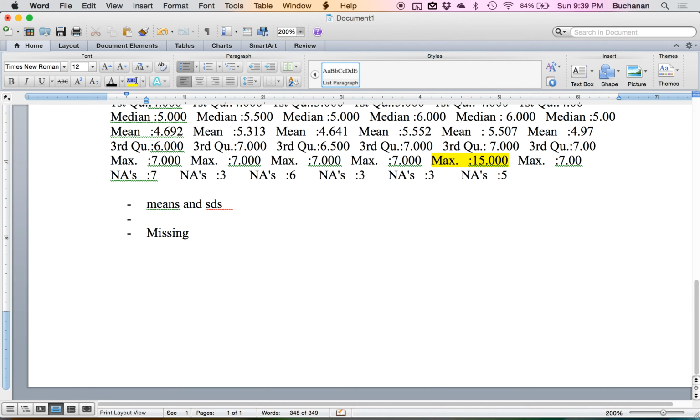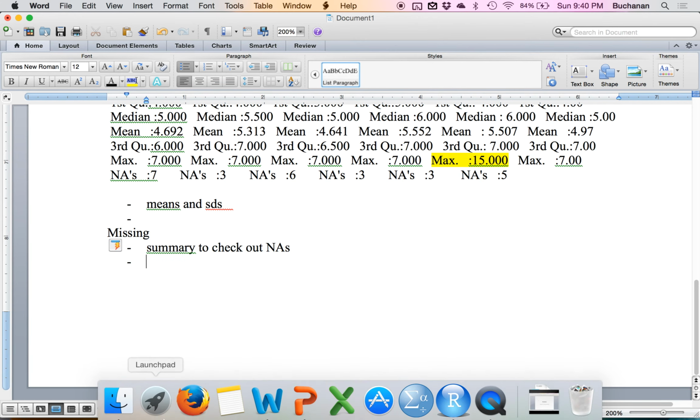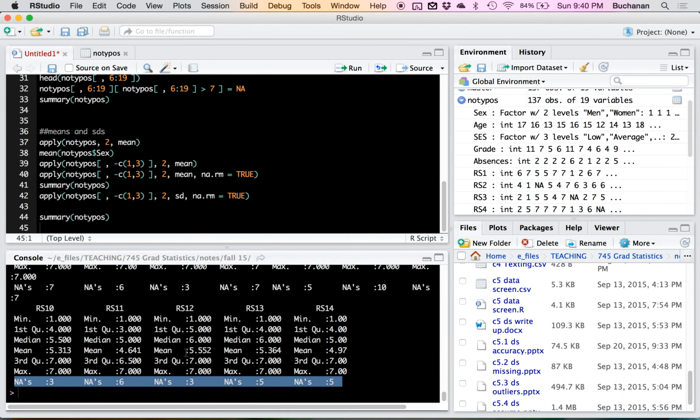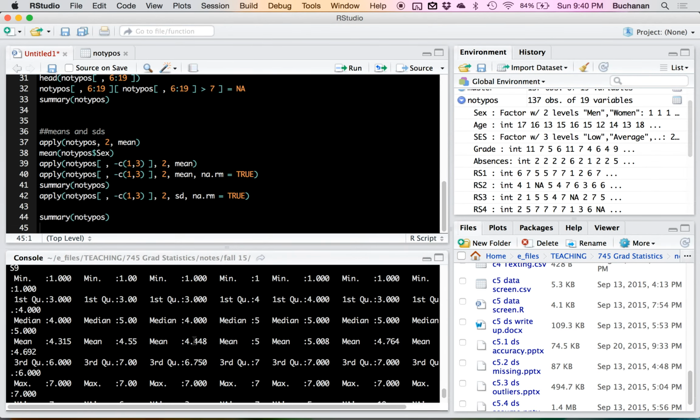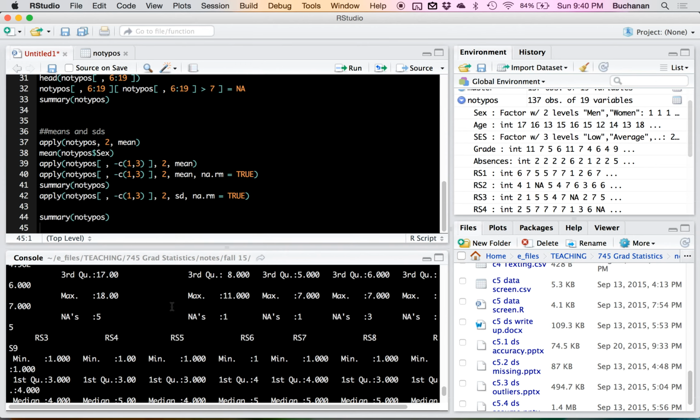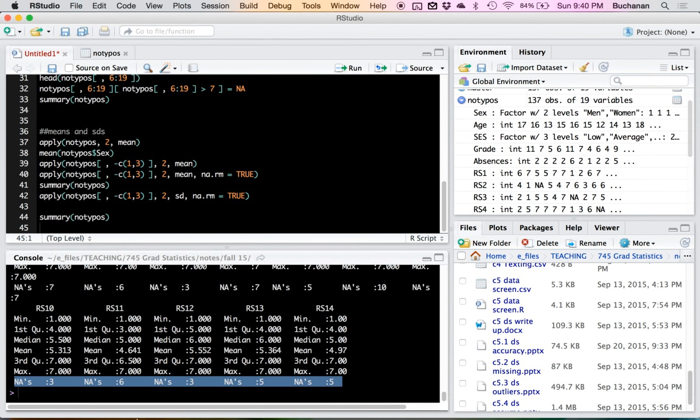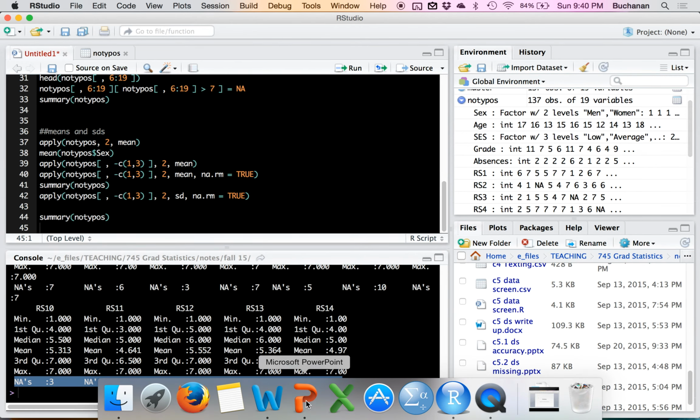The first thing you want to do is really use the summary function or the table function to check out where my NAs are. We can see that I have created some NAs in this data set across nearly all of the variables. Then let me go back to my PowerPoint here.